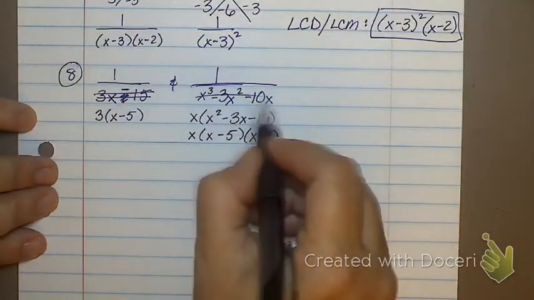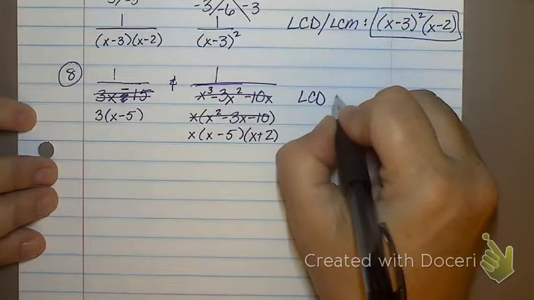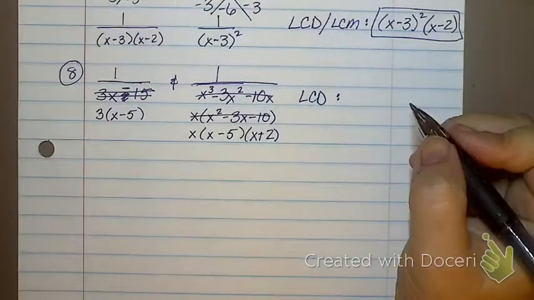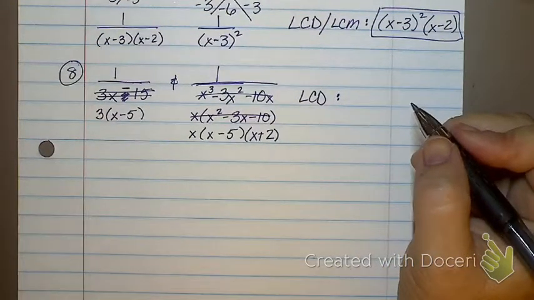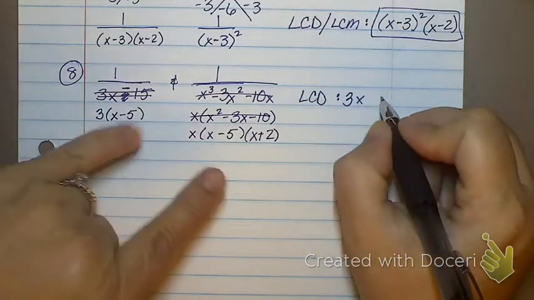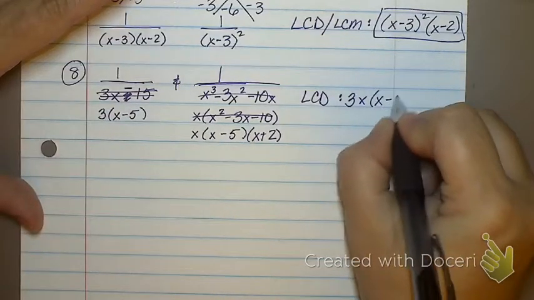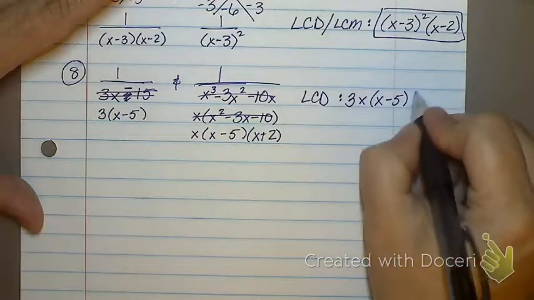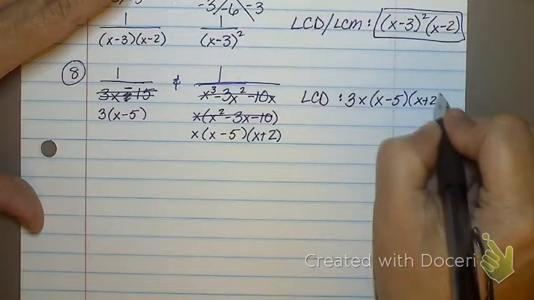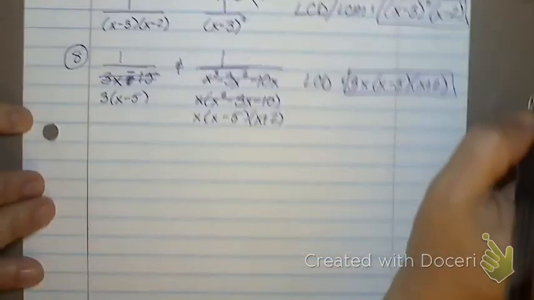Okay, so I factored it once, factored it twice. My LCM. Well, what is not in a parentheses that I need to include? 3 and x. X minus 5, they have the same exponent, so I just take that exponent. And what else? X plus 2. So?